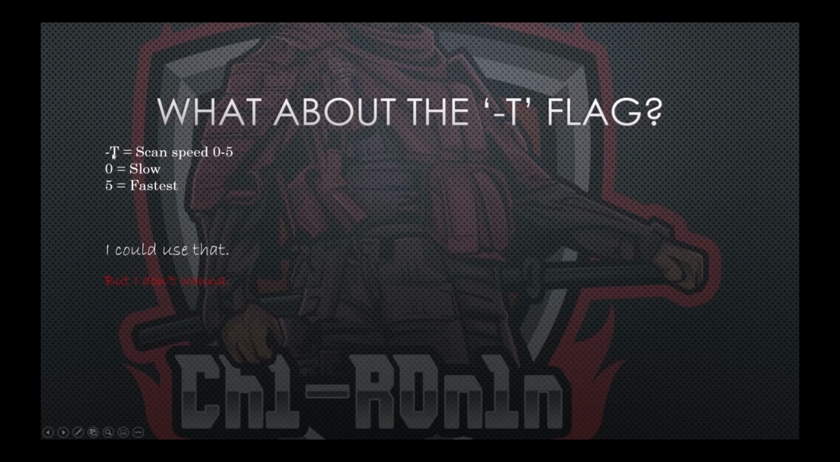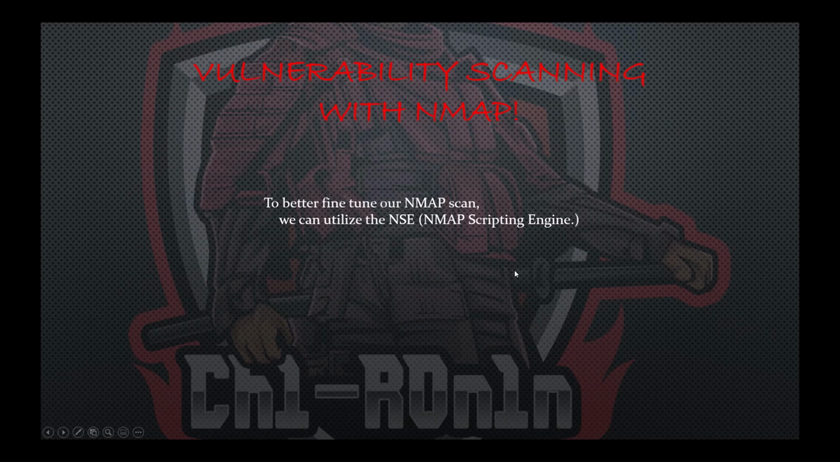And with -T, we have our scan speeds of 0 through 5, with 0 going to be the slowest and 5 going to be the fastest. Again, I could use that, but I don't want to. Now, to better fine-tune an Nmap scan, we can utilize the Nmap Scripting Engine, or the NSE.